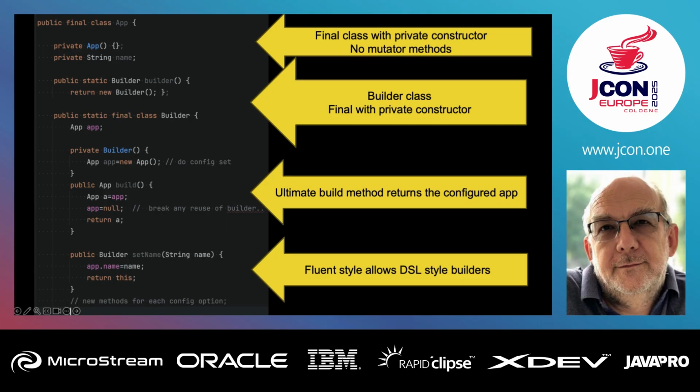So what have you got? You've got an application. It's got a private constructor, so nobody can instantiate it. You have a builder class, which itself has a private constructor, so the builder can't be instantiated. Then your app class has a builder method, so your application can return a builder. Your application is the only thing that can construct the builder, so nobody else can do that.